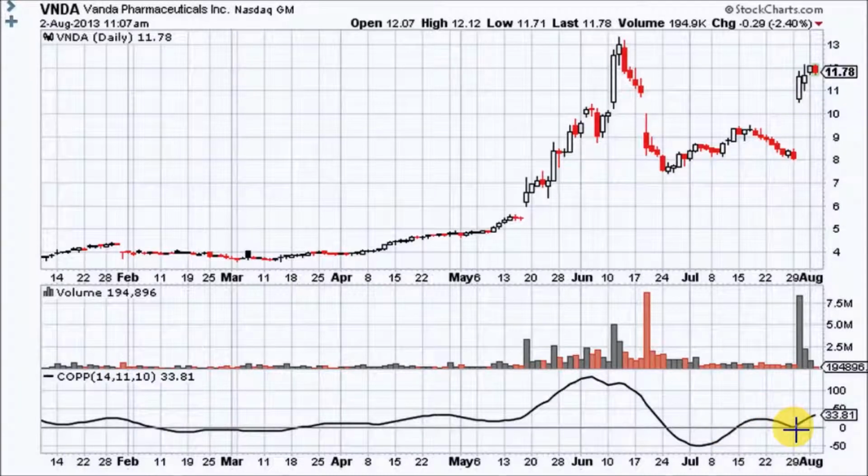It bounced up off zero right here. It looked like it was going to cross down through it, but because of the volume in the gap, it bounced up off the zero line and remained bullish and in an uptrend with increasing momentum.